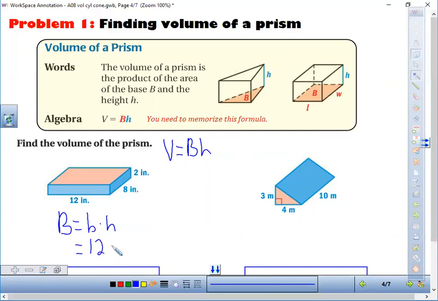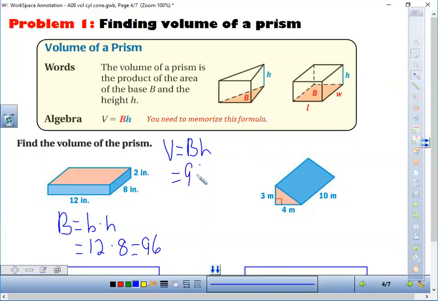The height, so again, 12 is the base length of this rectangle. The height looks to be 8. So 12 times 8, which is 96. So let's go plug that in.